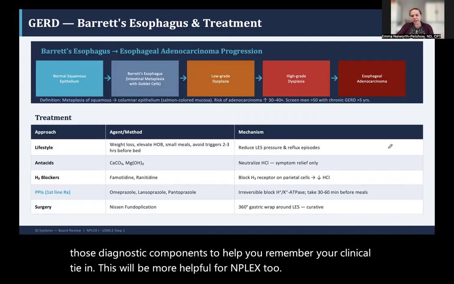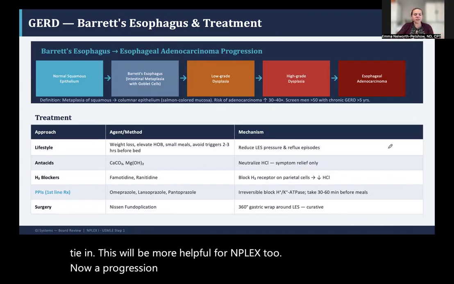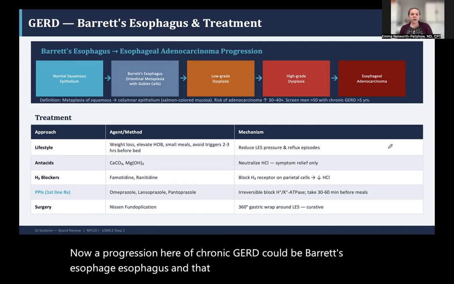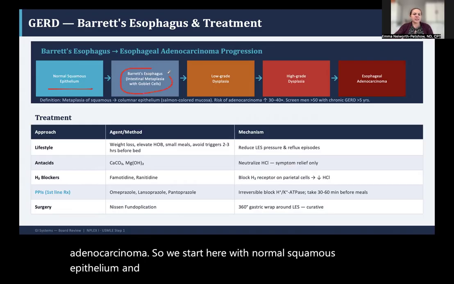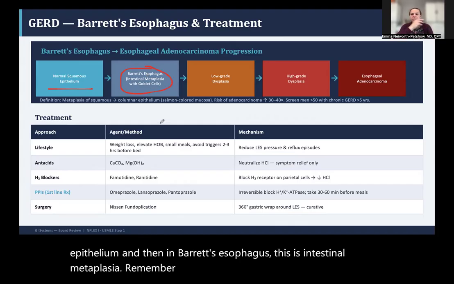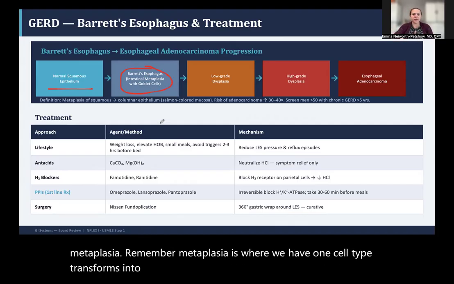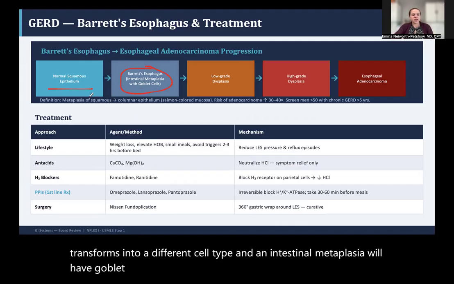Now, a progression here of chronic GERD could be Barrett's esophagus, and that could progress to esophageal adenocarcinoma. So we start here with normal squamous epithelium, and then in Barrett's esophagus, this is intestinal metaplasia. Remember, metaplasia is where one cell type transforms into a different cell type, and in intestinal metaplasia, we'll have goblet cells be there. So this is our metaplasia of our squamous.